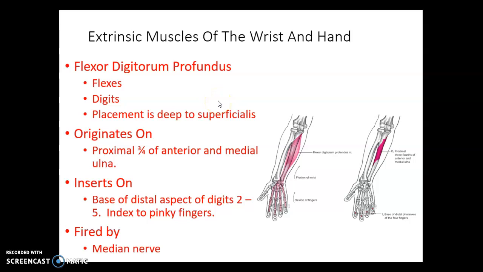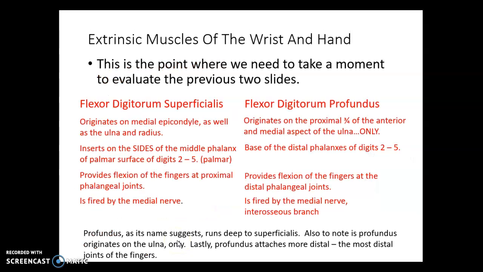We go to flexor digitorum profundus. Profundus flexes the digits, and its placement is deep to superficialis, and it's also run by the median nerve. So if we look at superficialis and profundus, they're both on the medial epicondyle. I'm sorry, the superficialis is on the medial epicondyle as well as the ulna and the radius.